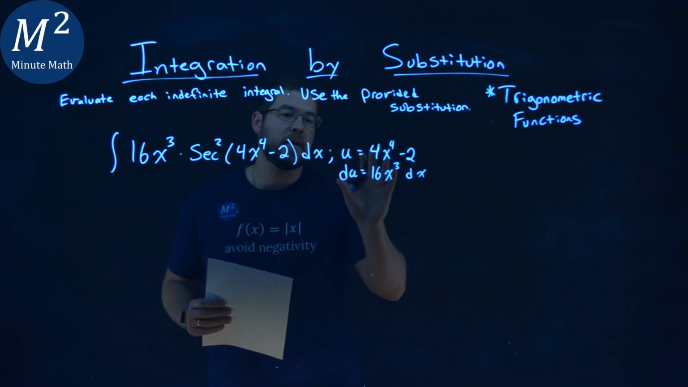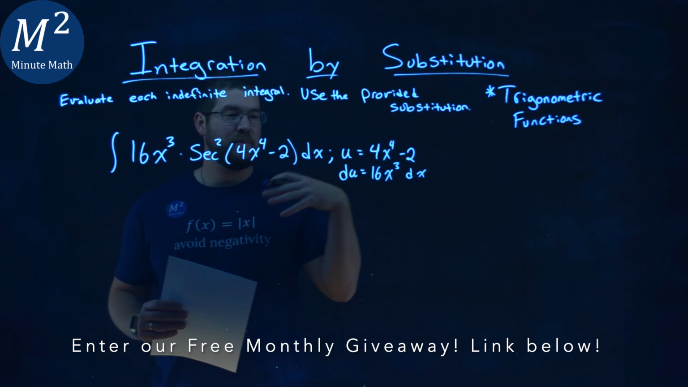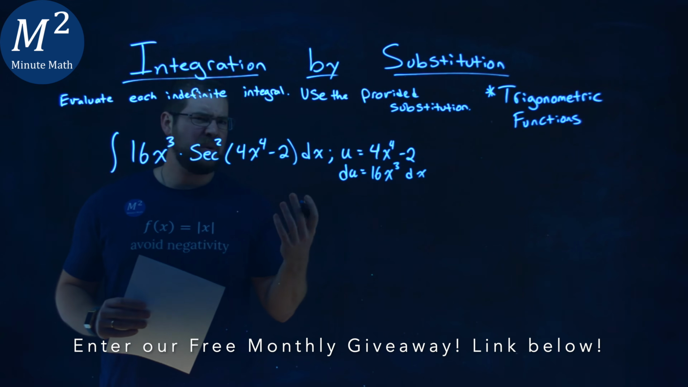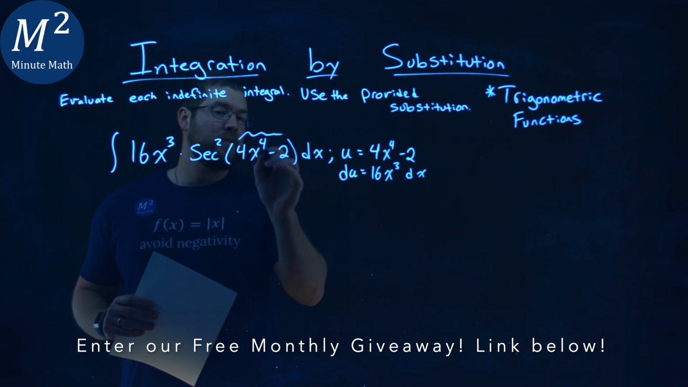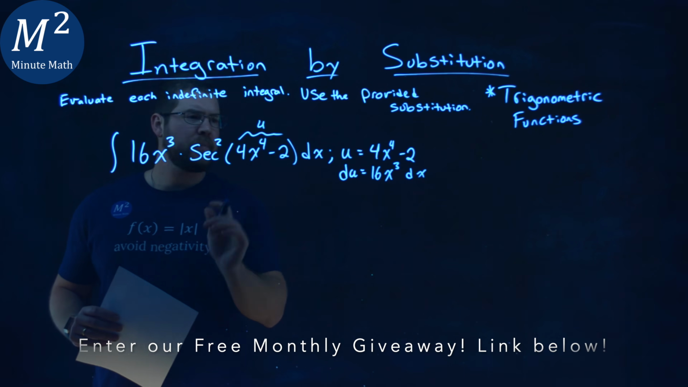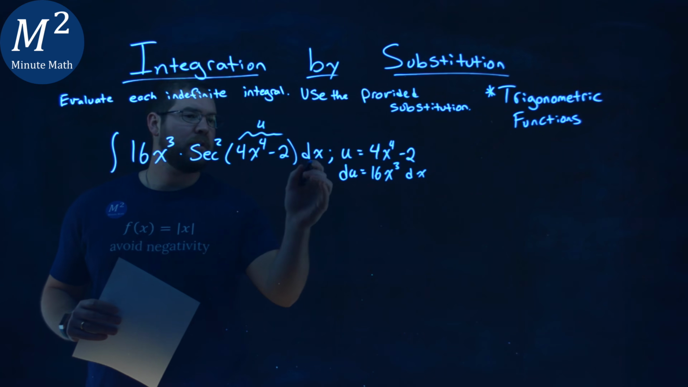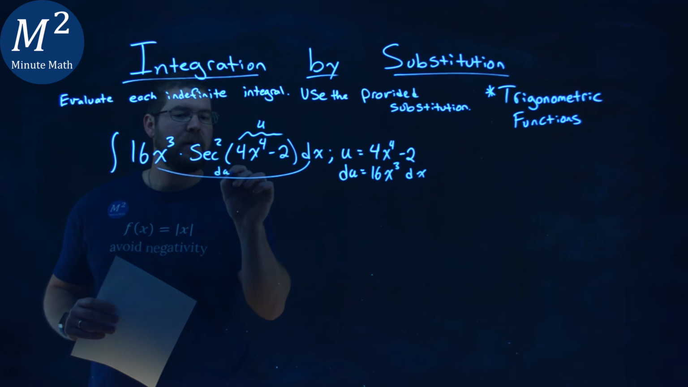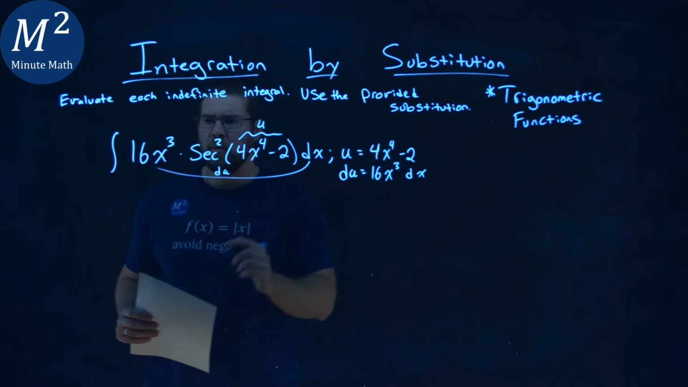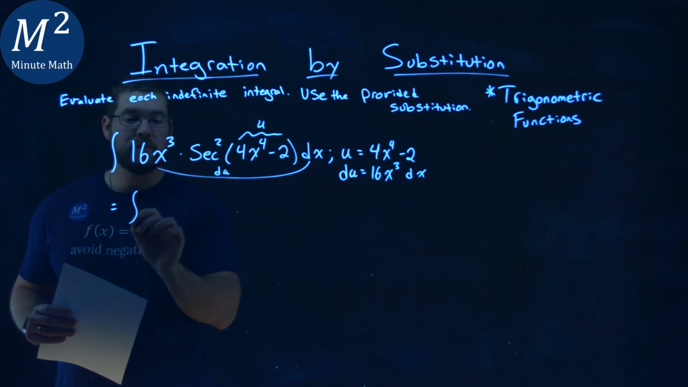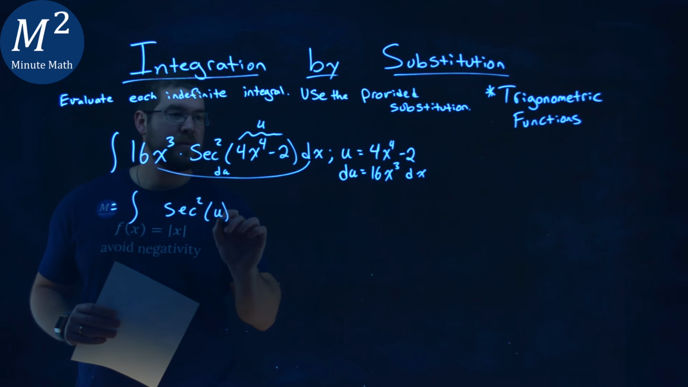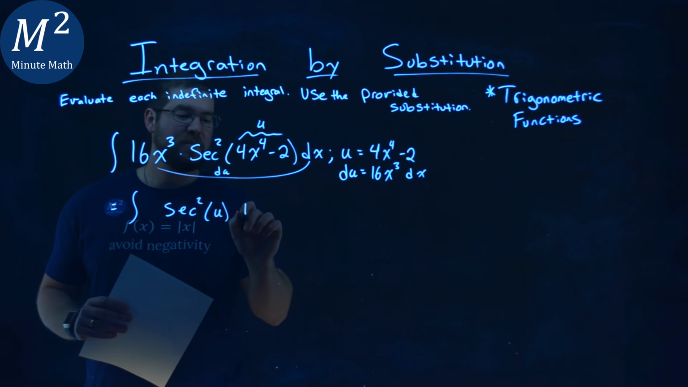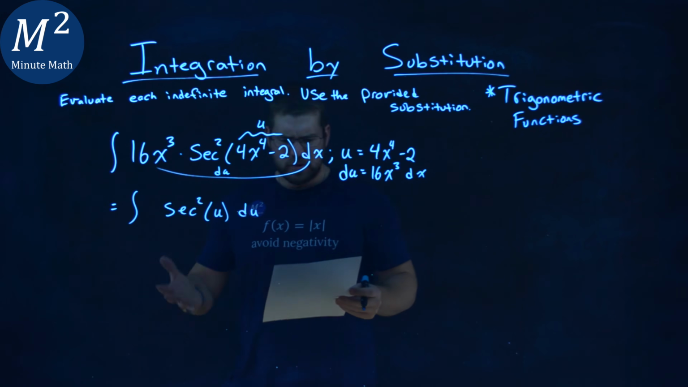And now we want to see if we can rewrite our integral in terms of u. It lines up pretty well, actually. Our u value here is that 4x to the fourth minus 2, easy to see. And then we have a 16x to the third dx. These two are our du. So we can rewrite this in terms of u to be the integral of secant squared of u du. That's it. Not too bad.